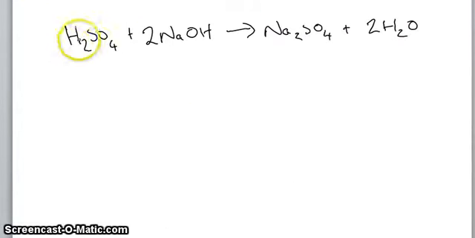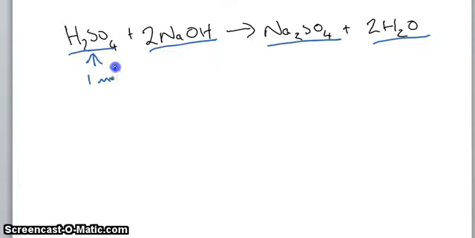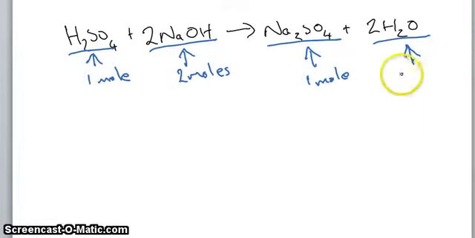Right, where do we use this? If we've got a reaction like this, where sulfuric acid reacts with sodium hydroxide to form sodium sulfate and water, we can actually see the mole ratios here. 1 mole of this is going to react with 2 moles of this to form 1 mole of that and 2 moles of this. So we just put those numbers in. That's 1 mole, that's 2 moles, that's 1 mole, and that's 2 moles.